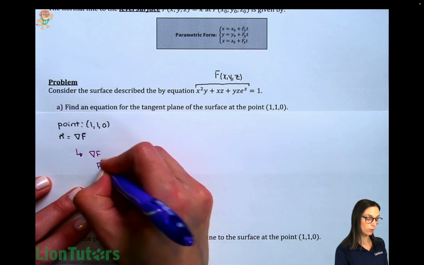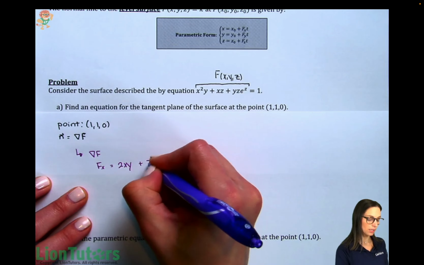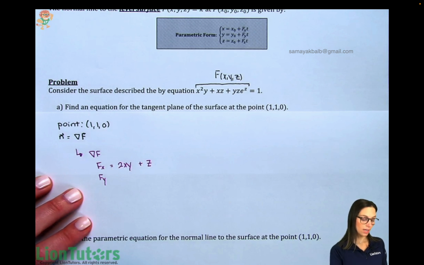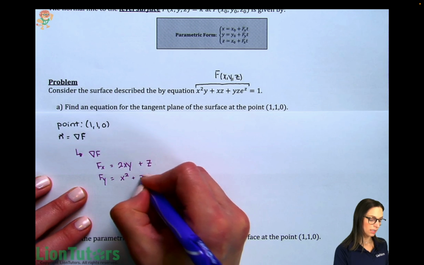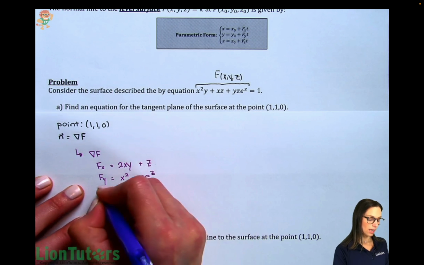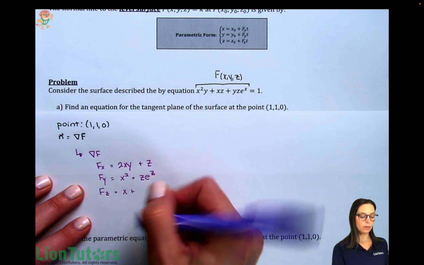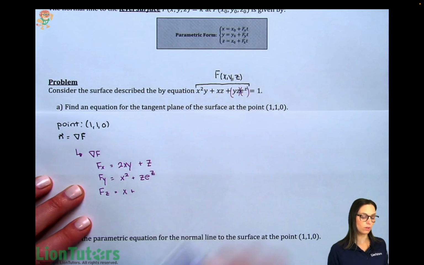The partial derivative with respect to x is going to be 2xy plus z. The partial derivative with respect to y is going to be x squared plus z e to the z. And the partial derivative with respect to z is going to be x plus, here we're going to need to use a product rule because we have something with a z times something with a z.